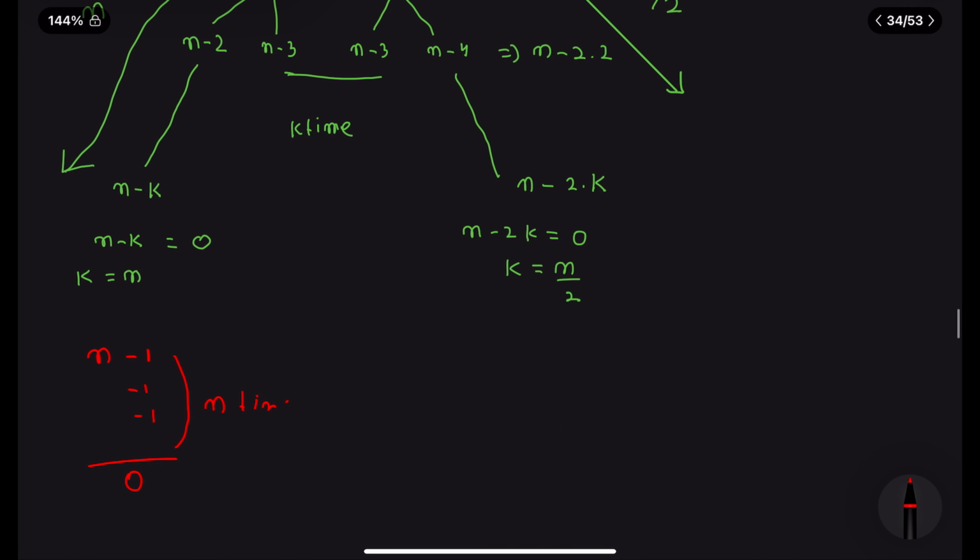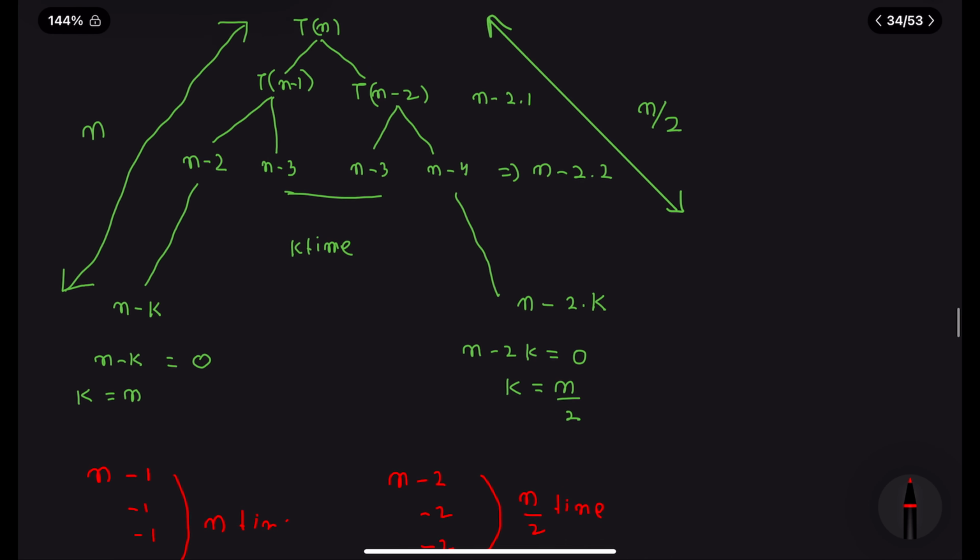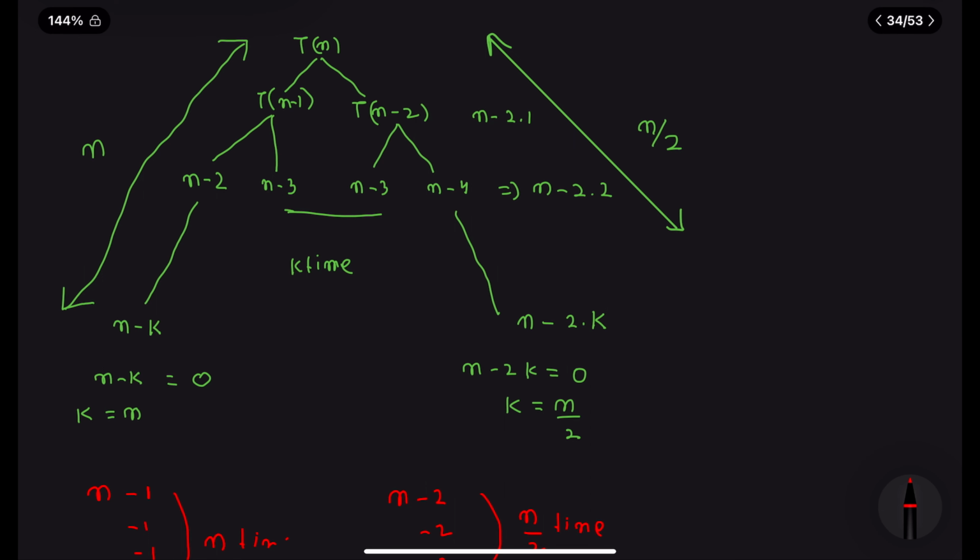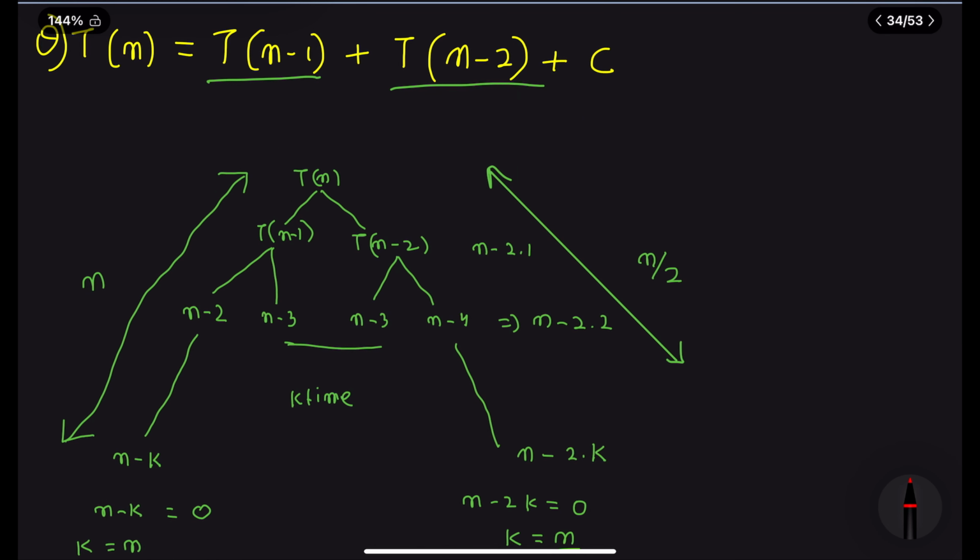And if we do minus 2 every time, minus 2, minus 2, it will take a total of n by 2 times to make it 0. So that's why on the other side we have n by 2 as the depth. Now let's see how much time this recursive relation will consume.